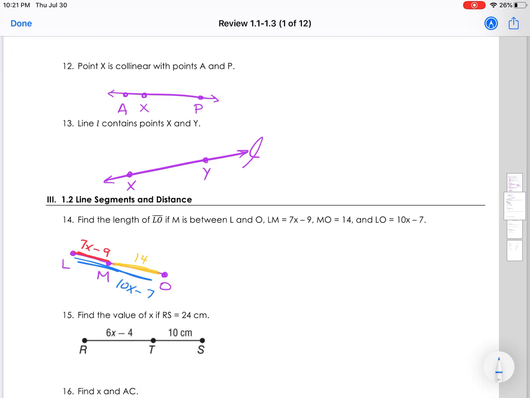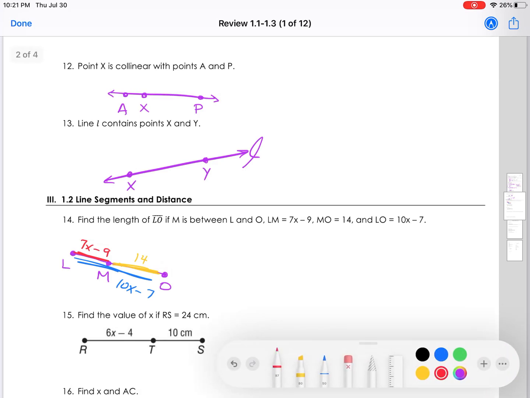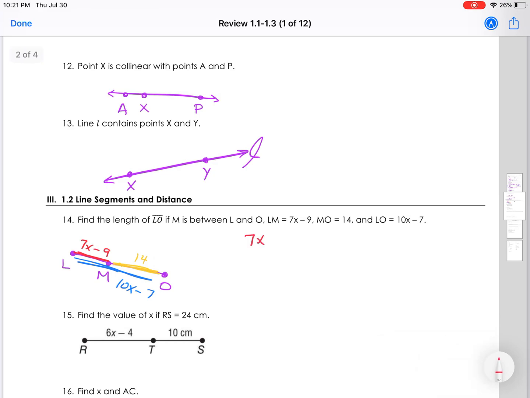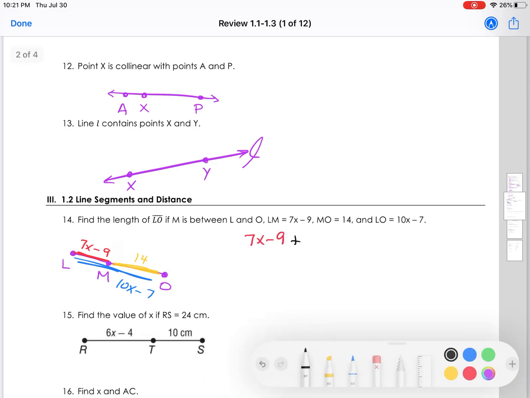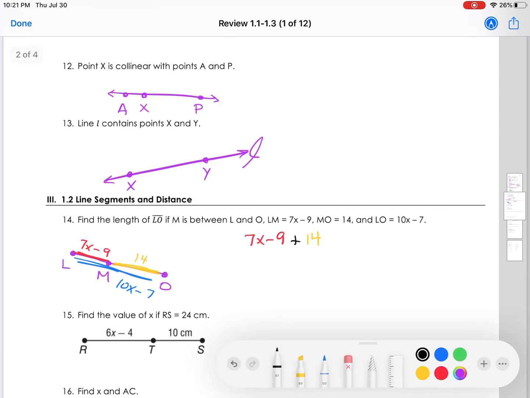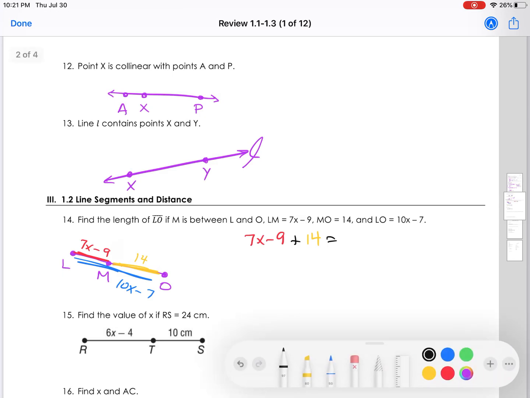Okay, so what we want to do here is make sure that we are piecing everything together. So the red plus the yellow, 7x minus 9, plus the yellow here, 14, is going to equal the entire blue part. So it's going to equal 10x minus 7.